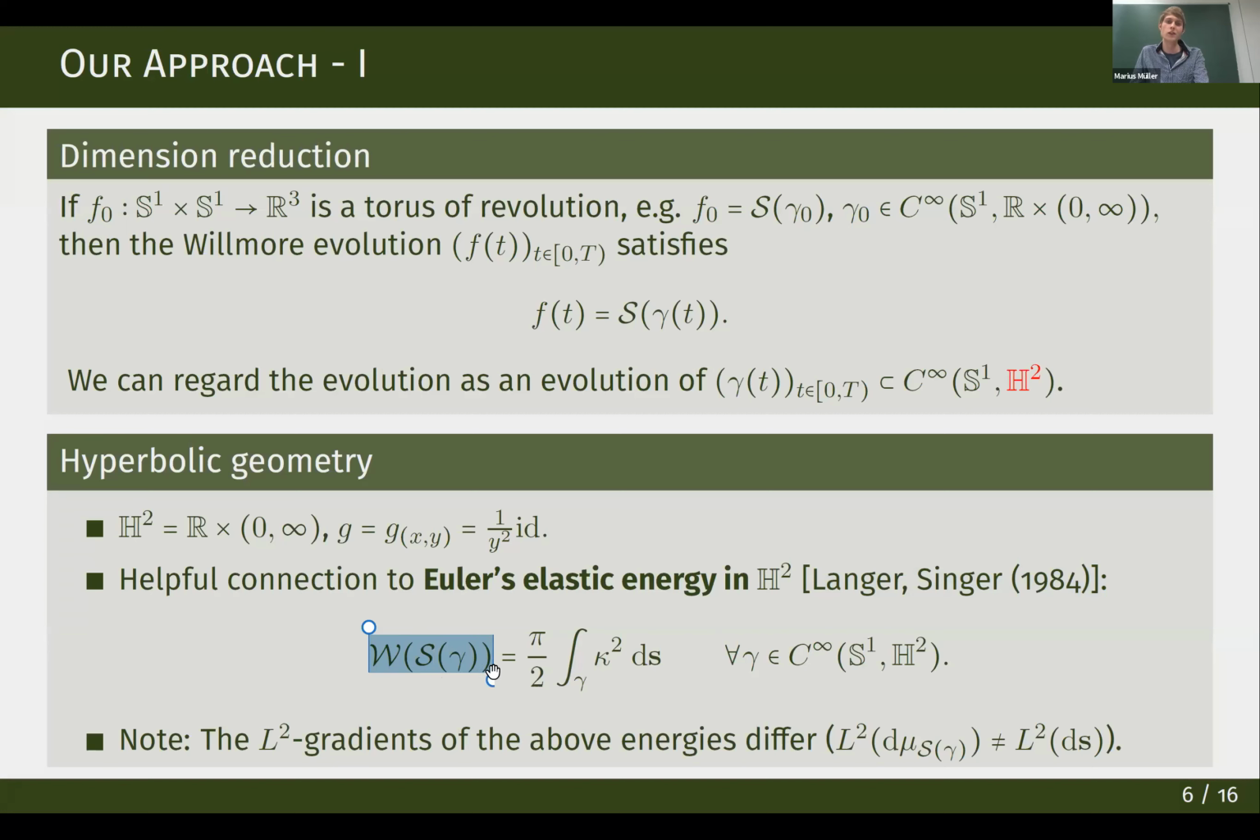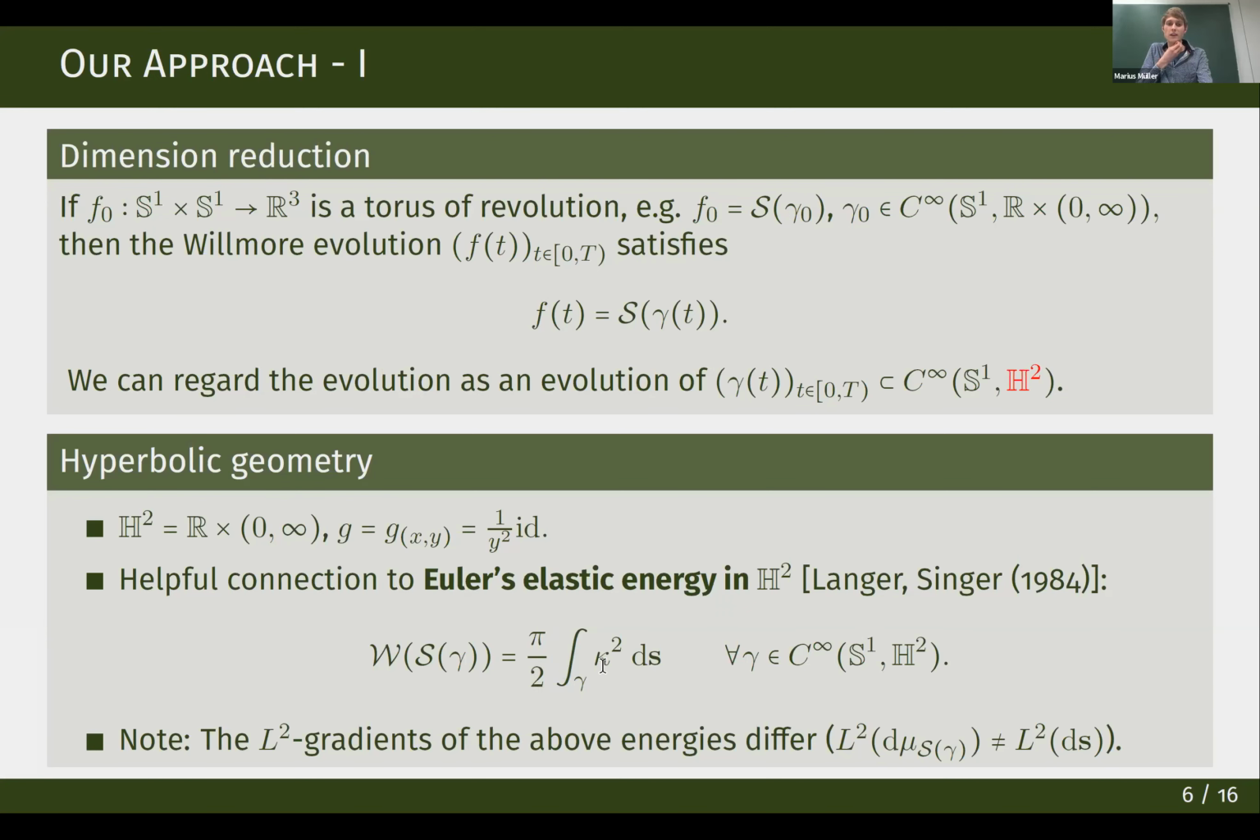So the Willmore energy of the torus of revolution is actually given by pi/2, so just a constant factor, times the integral over this profile curve, over this gamma, over the curvature squared. This is a useful relation between Euler's elastic energy and the Willmore energy of tori of revolution. So those energies just differ by a factor.